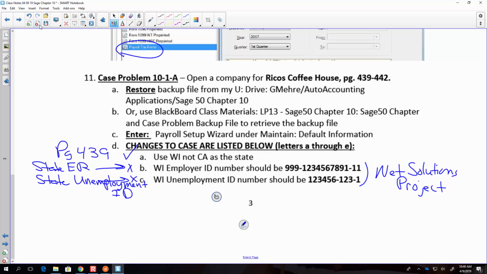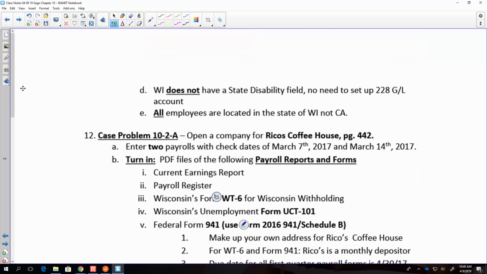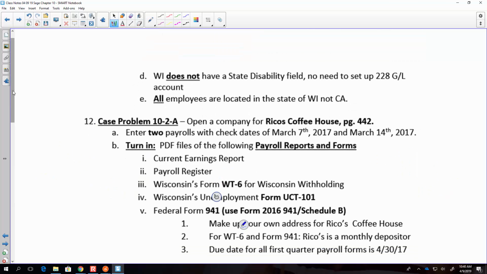Okay, on page 440, Wisconsin doesn't have a state disability field. So you will not have to put in account number 228. So you can actually just cross that out. Don't need 228.